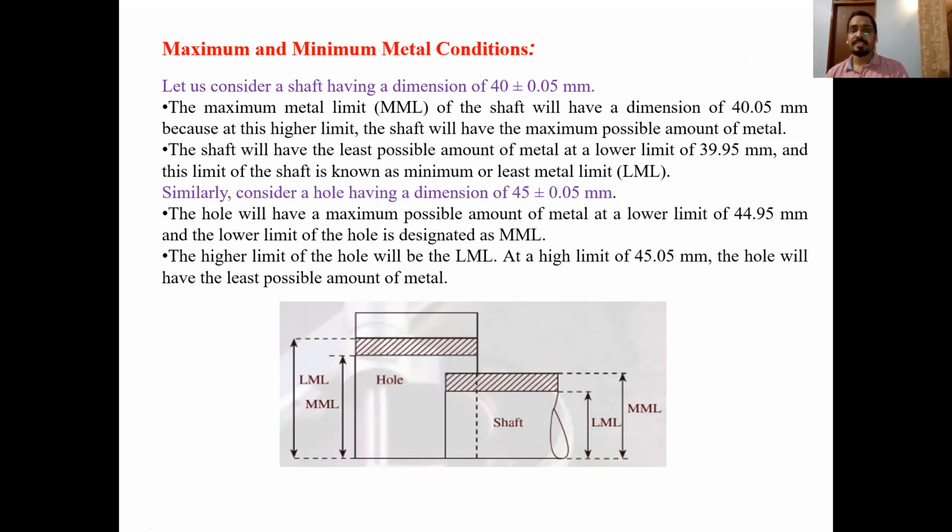So we can easily see that shaft is just opposite to the hole. In case of shaft, the maximum material condition is the upper limit of the shaft, and in hole it is the lower limit of the hole, and minimum material condition is the lower limit of the shaft and the upper limit of the hole. Is this clear? I think.